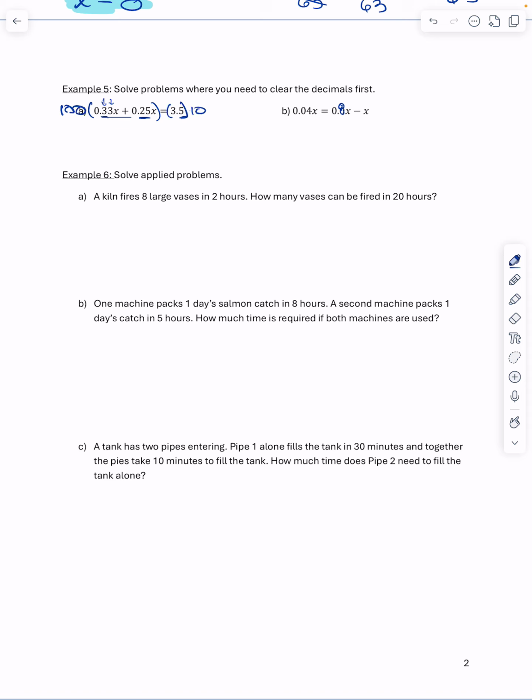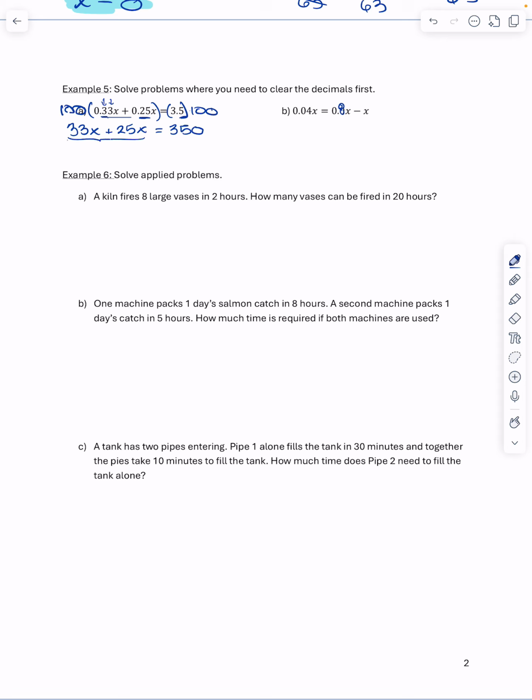And again, if I multiply the left side by 100, I have to multiply the right side by 100. This is an equation. Both sides are equivalent. I want to keep them equivalent. So when I multiply 100 times 0.33 gives us 33x. And you can double check with your calculator, but the reason for multiplying by 100 was to get rid of both of those decimal places. When I multiply 3.5 times 100, I get 350.